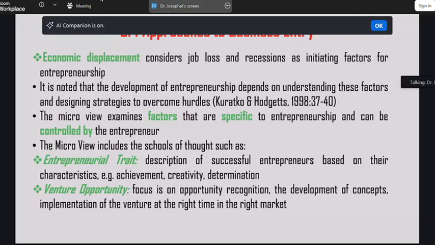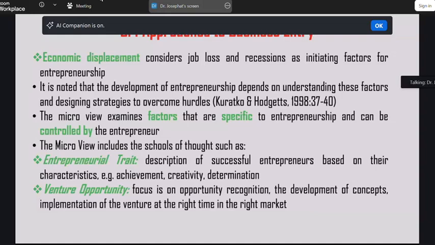So the micro view examining on the part or the other part, tunaangalia macro view. Tukija kwenye micro view, tunasema micro view examines factors that are specific to entrepreneurship and they can be controlled by the entrepreneurs. Hapa tunaangalia factor ambazo ziko ndani ya mjasiriamali mwenyewe. Hizo za macro ni kubwa ambazo ziko nje ya mjasiriamali, lakini micro are those within the entrepreneur, na ambazo mjasiriamali mwenyewe ana nguvu za kuweza kuzicontrol.